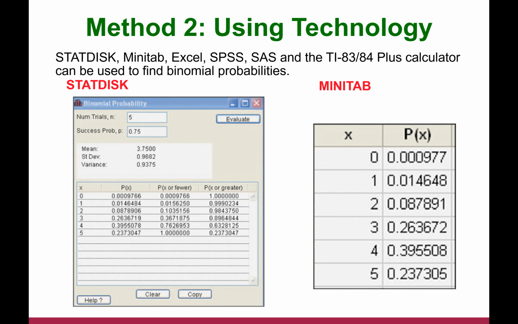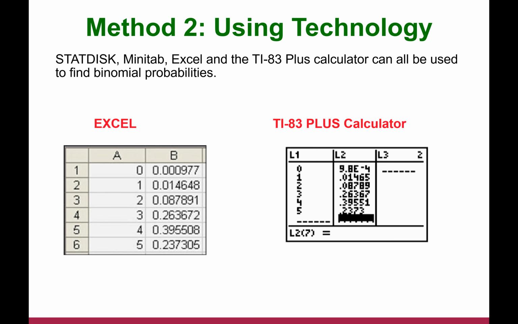Now, you can use any software like StatDisk, Minitab, Excel, SPSS, SAS, and TI-83, 84 Plus calculators, or TI-89, 92, 93, all good, to find a binomial probability distribution. This is what the outcome looks like. But let me show you how to get that in Excel really quickly. Okay.